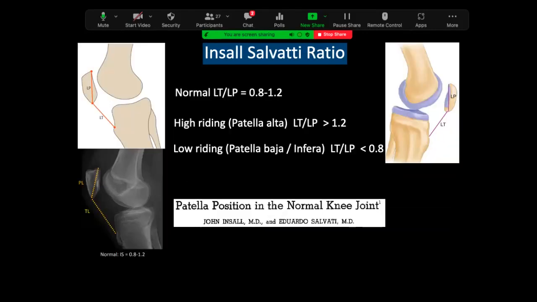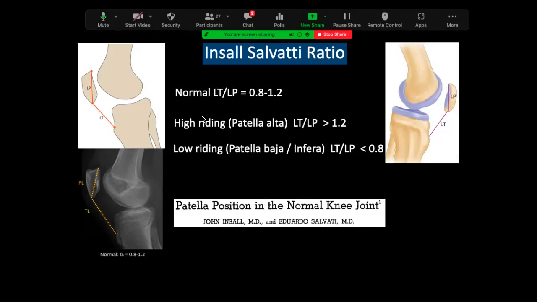Another is the Insall-Salvati ratio, which is very frequently used to assess patellofemoral instability. At 30 degrees of knee flexion, this line is the longest possible diagonal distance of the patella, superior pole to inferior pole. And this line is the patellar tendon length, from the inferior pole of the patella to the tibial tubercle. Here also you can see in the X-ray, this is one line, and this is another line. The ratio of the patellar tendon length to the longest diagonal distance of the patella should be 0.8 to 1.2.